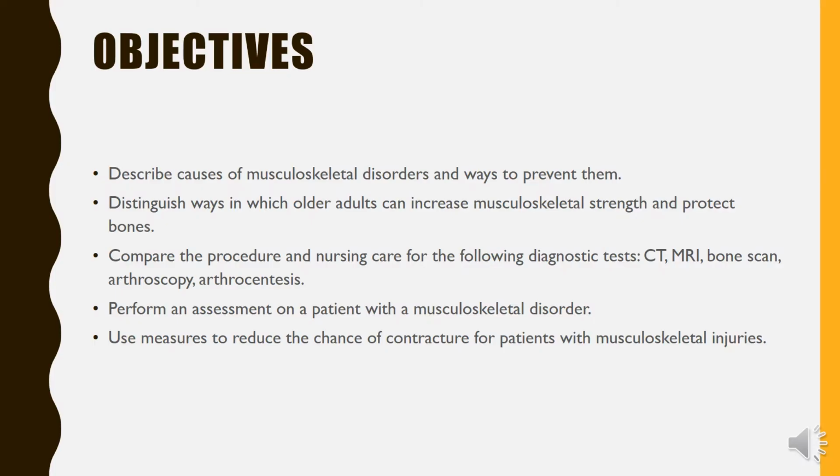Your objectives for this chapter are to describe causes of musculoskeletal disorders and ways to prevent them, distinguish ways in which older adults can increase musculoskeletal strength and protect bones, compare the procedure and nursing care for the following diagnostic tests: CT, MRI, bone scan, arthroscopy, and arthrocentesis. Perform an assessment on a patient with a musculoskeletal disorder, and describe and use measures to reduce the chance of contracture for patients with musculoskeletal injuries.